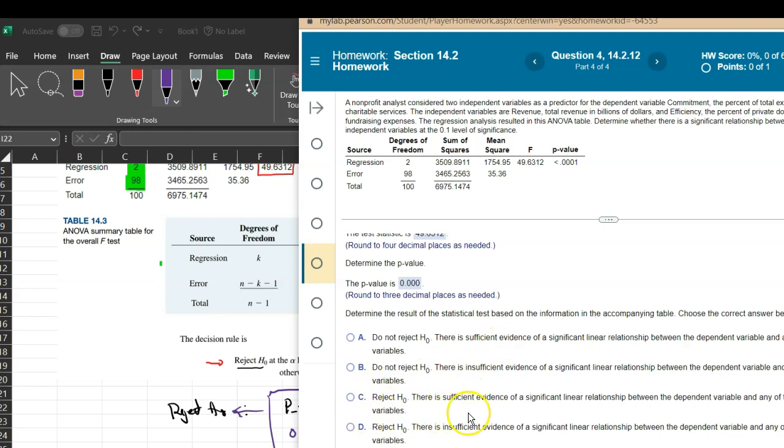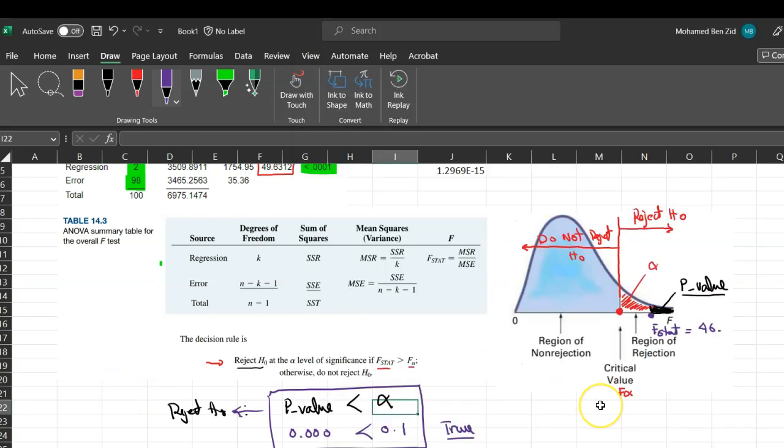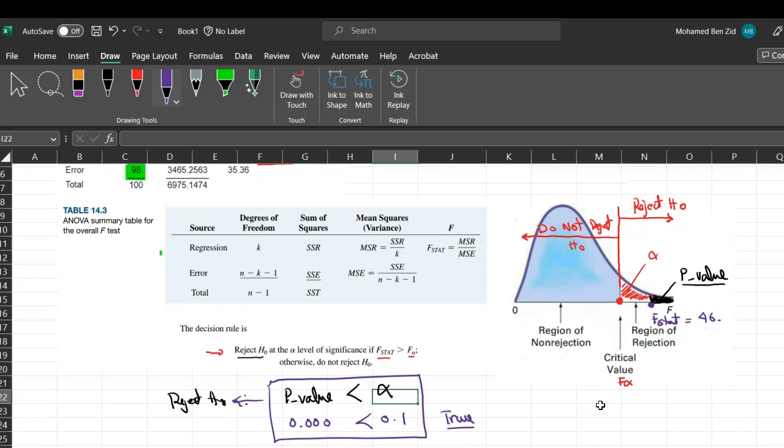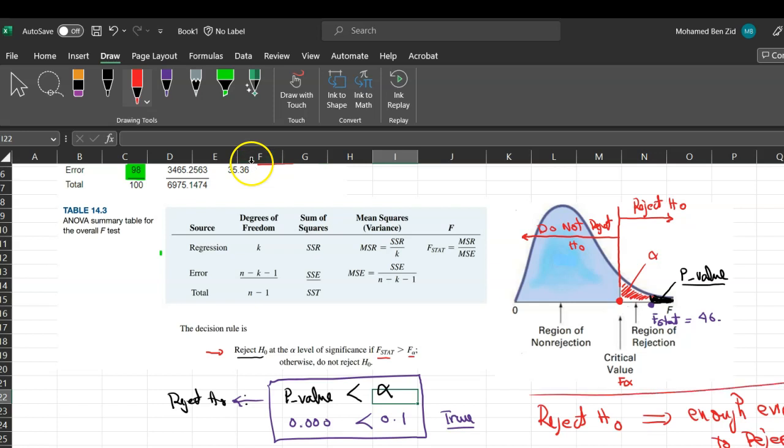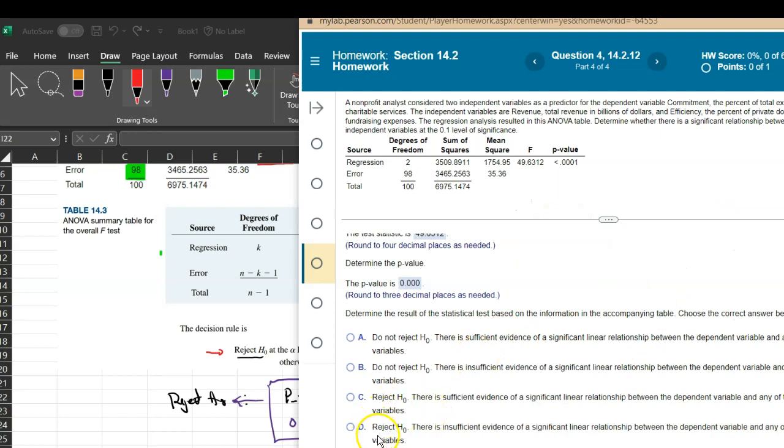So your conclusion is that you are rejecting H0 because the p-value is smaller than alpha, and that's the statement I'm supposed to look for. I forgot to mention one more thing. Every time you reject H0, this implies you have enough evidence to reject. If you do not reject, you don't have sufficient evidence to reject. So our statement would be to reject, so either C or D. Do we have sufficient evidence or not? We do, yes. So it's going to be C instead of D.